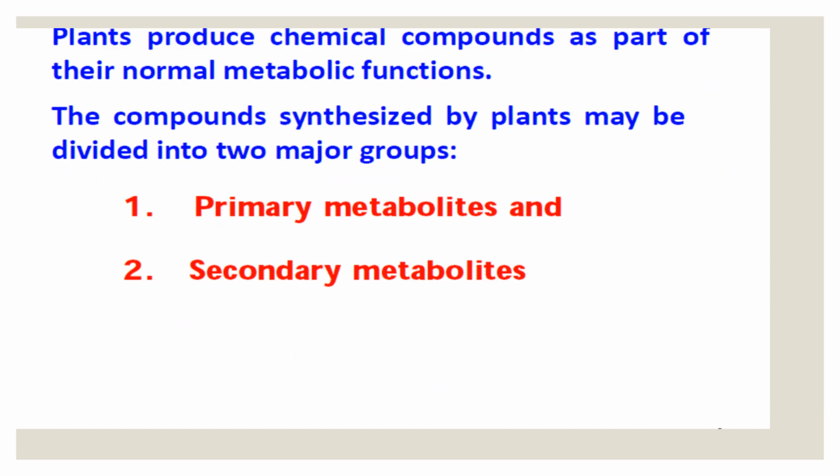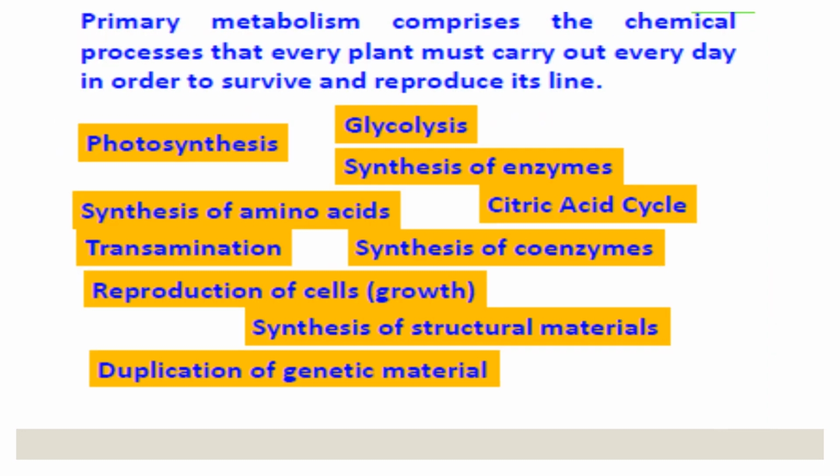Plants produce chemical compounds as part of their normal metabolic functions, and the compounds synthesized by plants may be divided into two major groups, that is primary metabolites as well as secondary metabolites. So what do we mean by primary metabolism? Primary metabolism comprises the chemical processes that every plant must carry out every day in order to survive and reproduce its life. So primary metabolism is universal, and it is very critical for survival and reproduction.